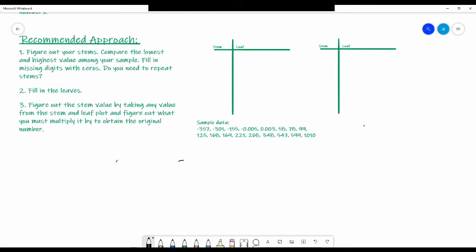So if we were to get -357 written here, and 1010, we can see that 1010 is one digit more than -357. In this case, we would turn it into -0357, so that there's the same amount of digits compared to 1010, the highest value.